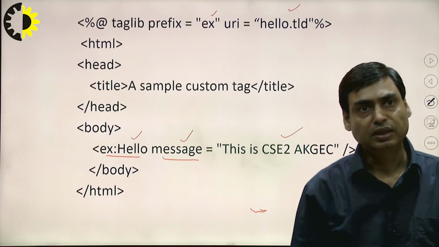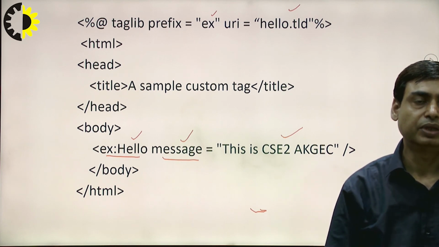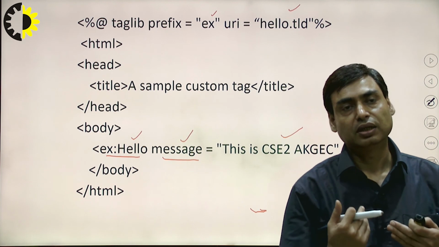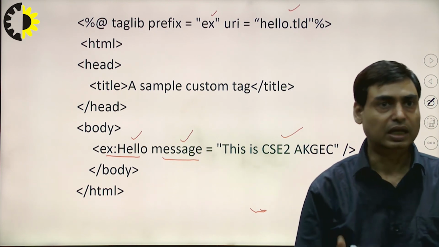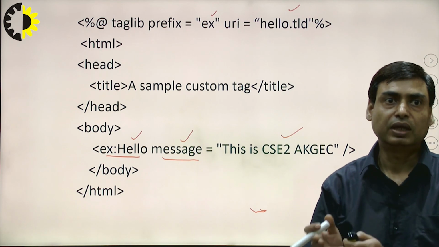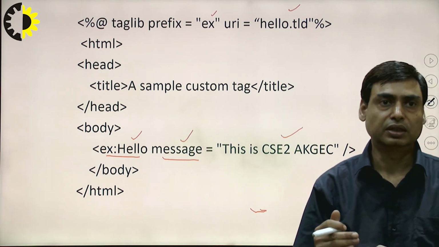Then we have defined the custom tag library. With the help of the custom tag library, we can define our own tags, and for that we must have a tag handler, and then we define a TLD file. In the TLD file, we mention our tag name, and we use this tag name in our JSP file to get the output.